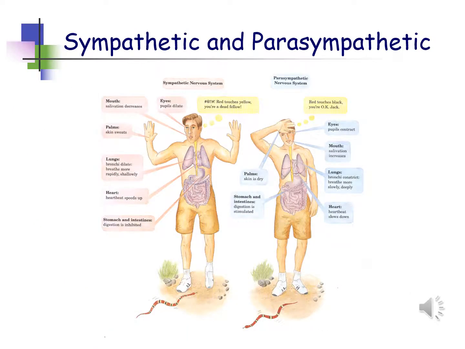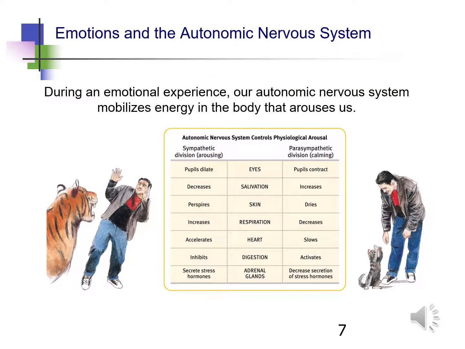And on this slide, you have a little illustration of all the different things that the parasympathetic and sympathetic nervous system have an effect on. This slide shows some other examples of the differences between how the parasympathetic and the sympathetic division of the nervous system respond to stress and calm. And it breaks it down by eyes, salivation, skin, respiration, heart, digestion, and adrenal glands, and gives you an example for each one.